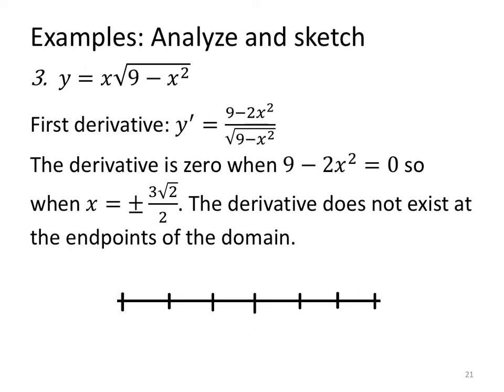So where would we put these on a number line? Square root of 2 is approximately 1.4. 1.4 times 3 is 4.2. 4.2 divided by 2 is about 2.1.